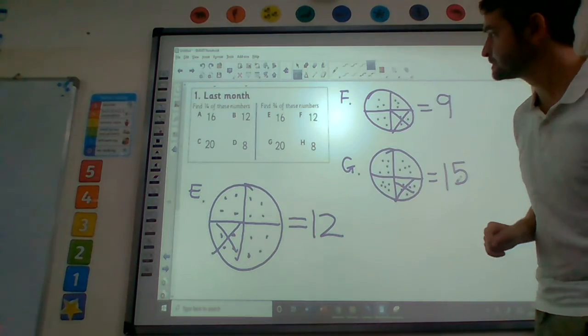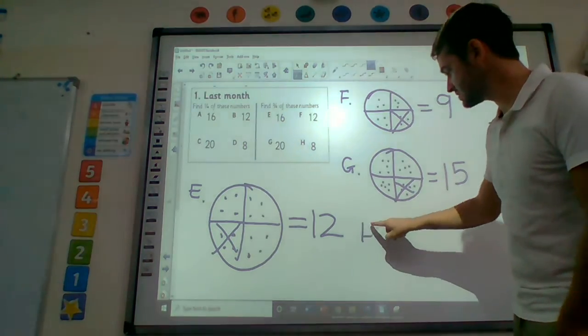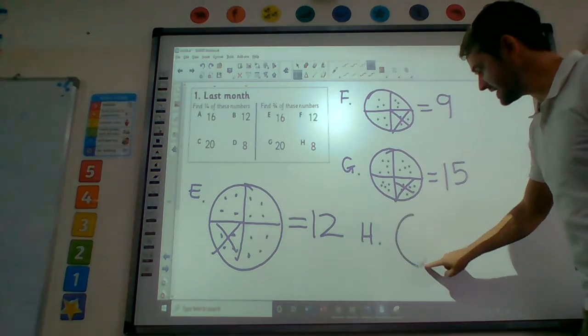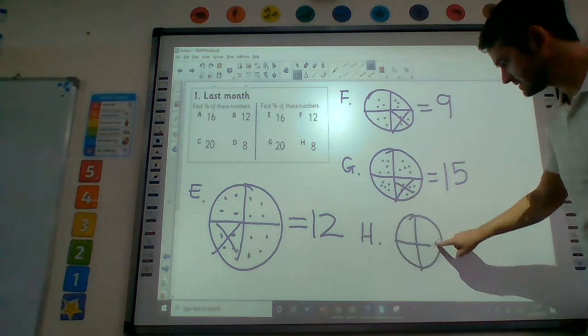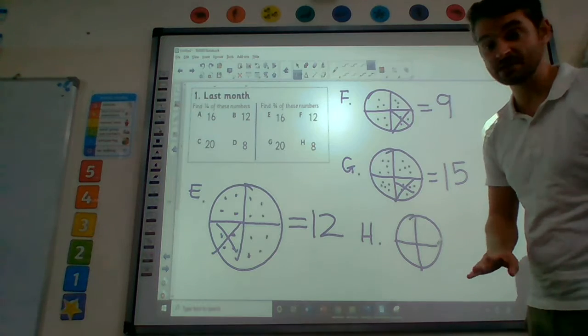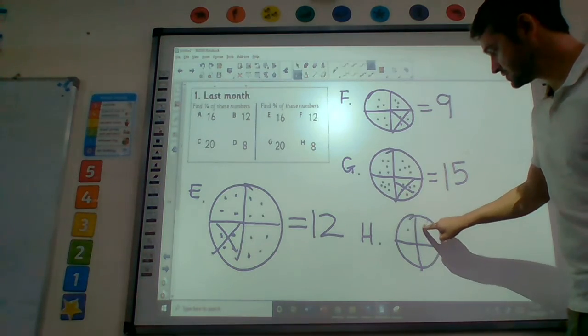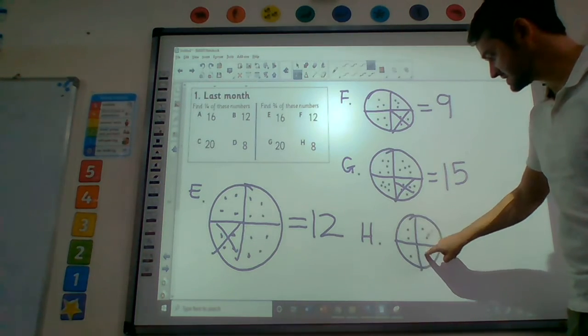15 was my answer. Now on to the last one then, H. 3/4 of 8. Still need my quarters. And I still need to share the number. 8. 1, 2, 3, 4, 5, 6, 7, 8.